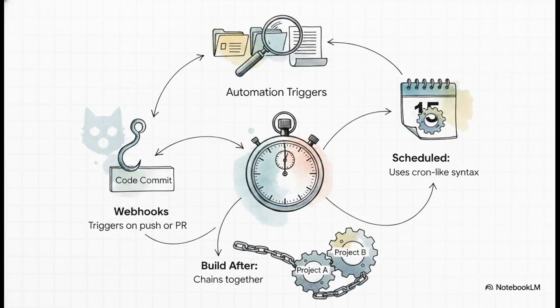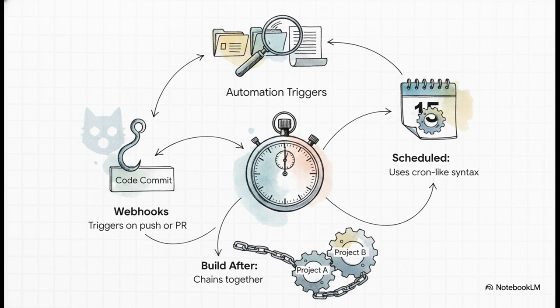But how do these jobs actually know when to run? Well, that is exactly where triggers come in. They automate the execution based on specific events. You could use poll SCM, which just periodically checks your repository. But honestly, much more efficient are webhook triggers. These instantly fire off a job the very second a push or pull request happens on GitHub or GitLab. You can also use a scheduled trigger, like a traditional cron job, or cleverly chain sequential builds together using build after other projects.